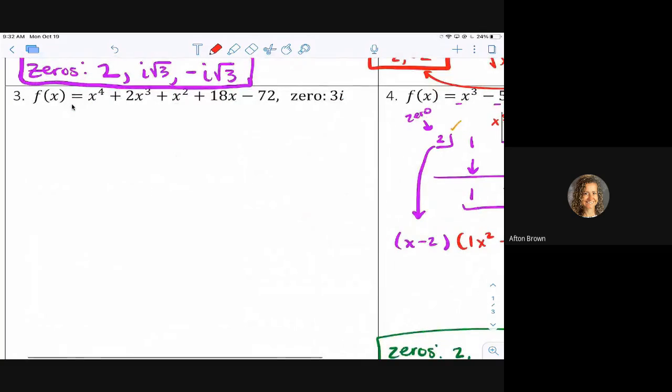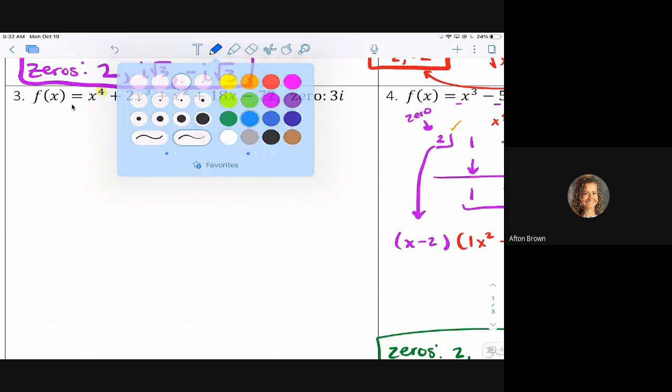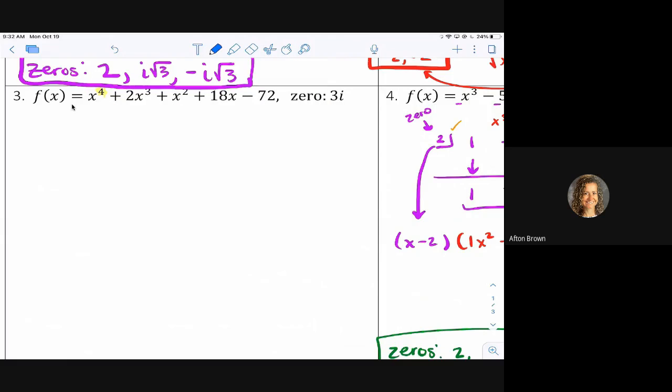How many total zeros are we trying to find with this question? 4. We're trying to find 4 because they told us 1, but they actually told us 2. We know a second one. If we have 3i, what other one do we also have? Negative 3i. You just change the sign in front, right? So you always have a plus and a minus of the number. So positive 3i, negative 3i.